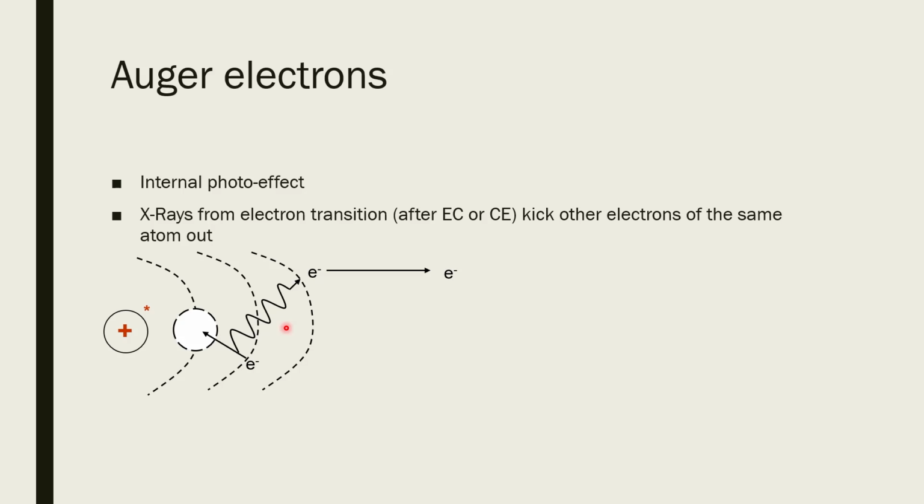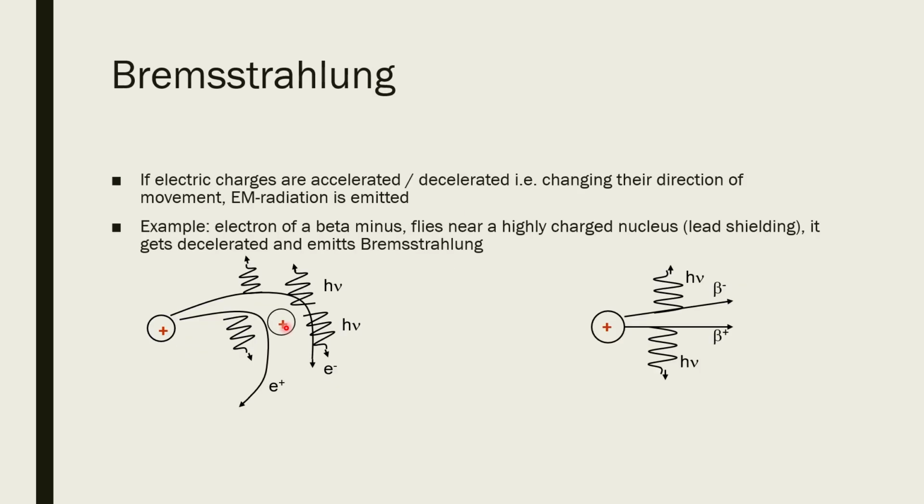This is basically an internal photo effect. We also have another type of radiation, which is called Bremsstrahlung. I like it because we have a German word that is established in the international room, sometimes called braking radiation. And it occurs when electric charges are accelerated or decelerated, i.e. changing their direction of movement. In this case, electromagnetic radiation is emitted.